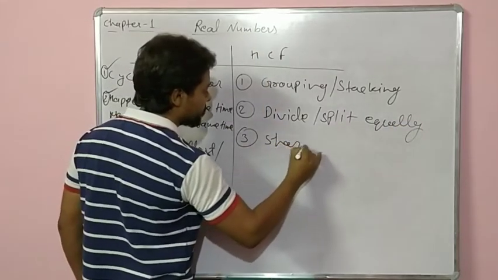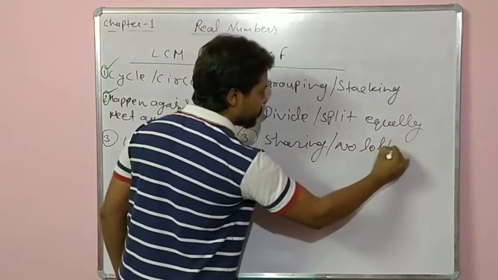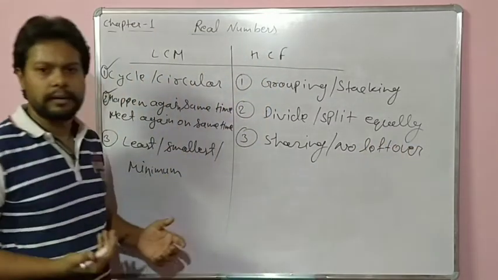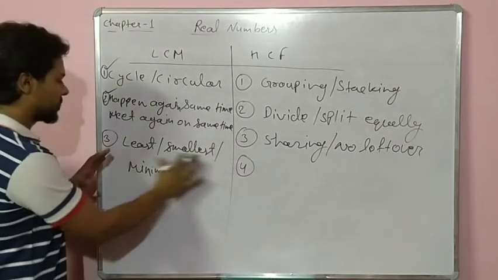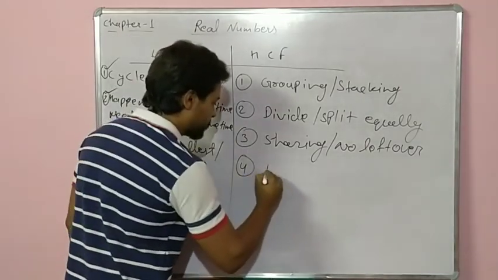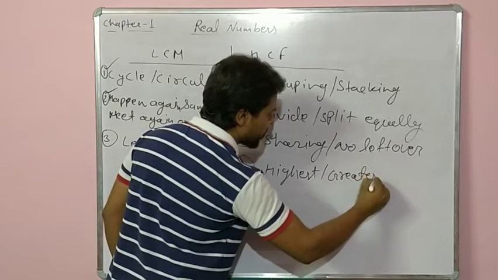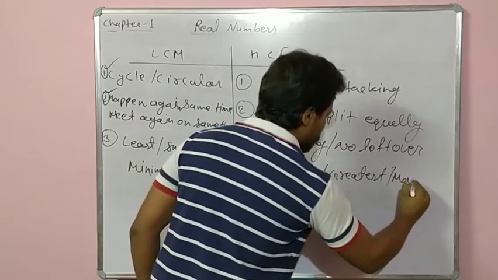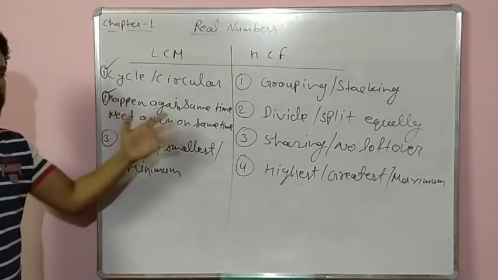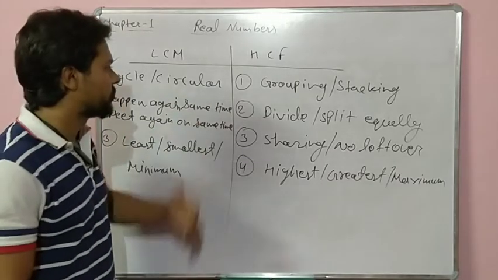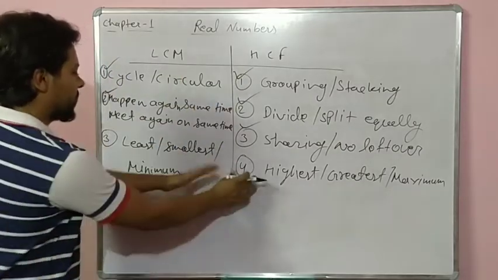If you are sharing something, and there is no leftover, nothing is remaining after that, those key terms are also favorable. The last comes: if there is least, smallest, minimum for LCM, there would be highest, greatest, or maximum for HCF. So these key terms will help you to solve word problems and to identify which kind of word problem it is. In this also, first you have to go for these 3, and at the last comes the 4th.